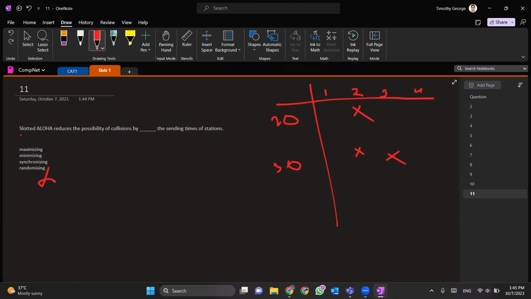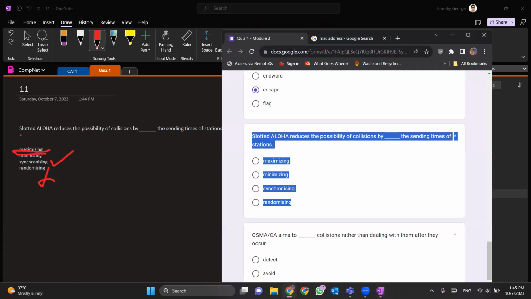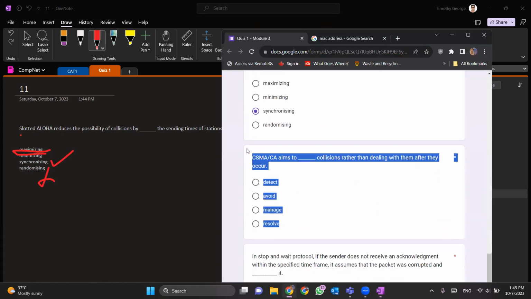So it's not randomizing that is given. It's nothing to do with maximizing or minimizing. It's all to do with synchronization. So that's the answer for this. Okay, synchronizing. Okay, next question.